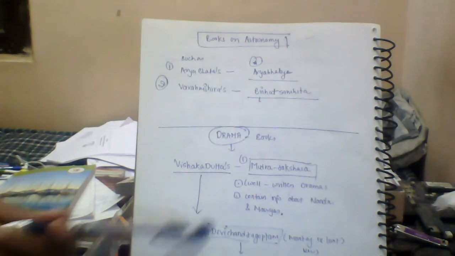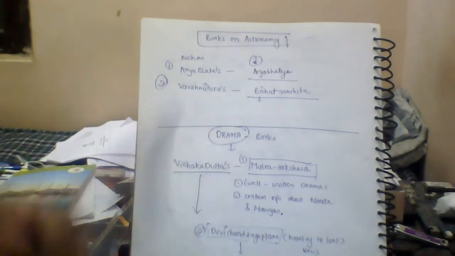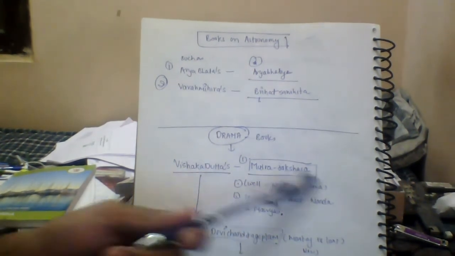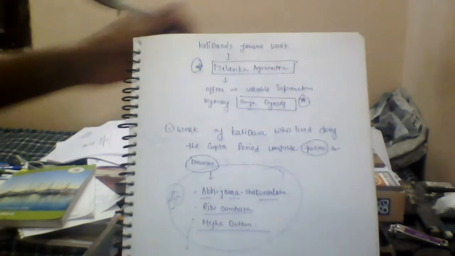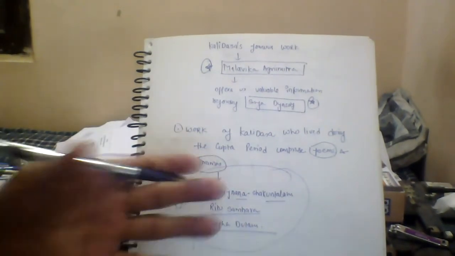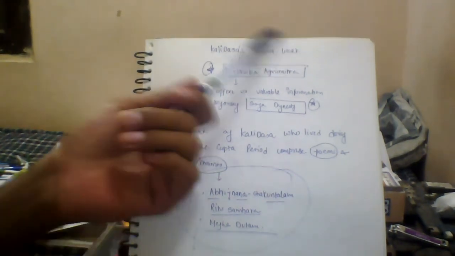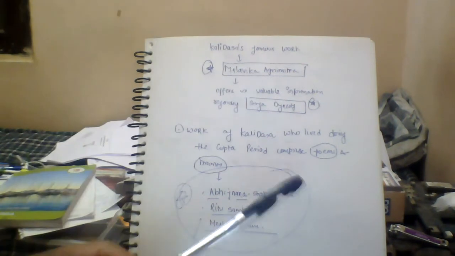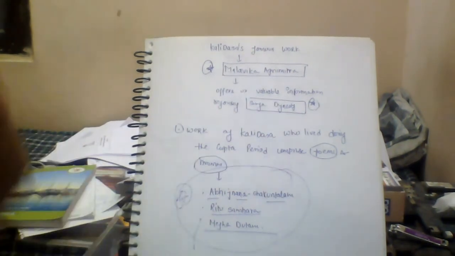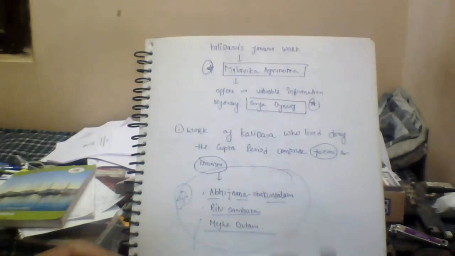Vishakhadatta also wrote Devichandraguptam, which tells us about the genealogy of the Guptas, their families. And Mudrarakshasa contains information about the Nandas and Mauryas. Then moving to Kalidasa, a very famous person. Everyone in India knows Kalidasa, and his work is very impressive. He wrote famous works like Malavikagnimitram, which tells us valuable information about the Shunga dynasty. This might be an important question: Malavikagnimitram tells us about which dynasty, the Shunga dynasty.